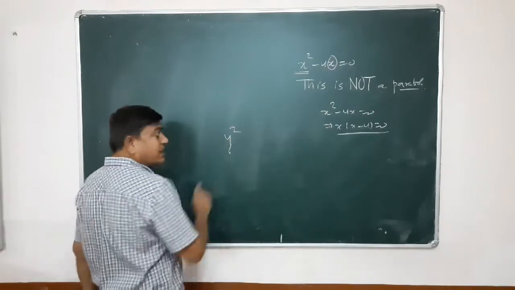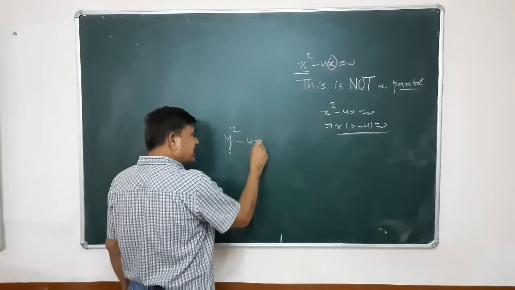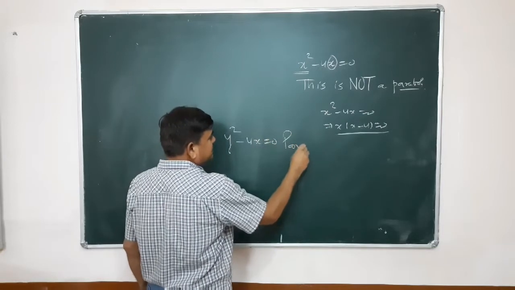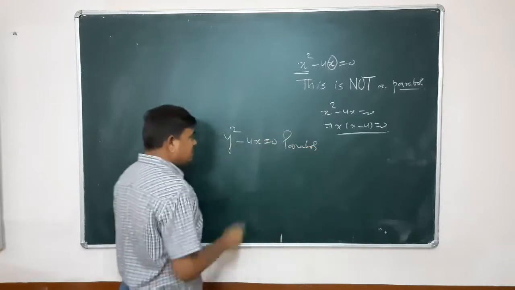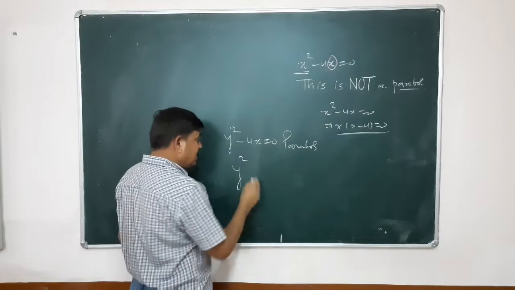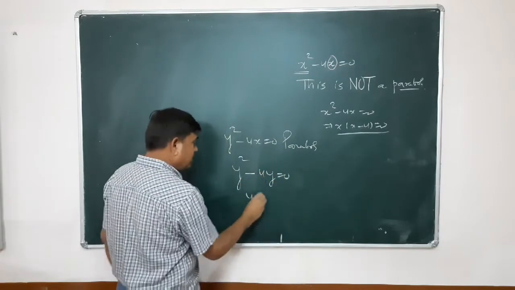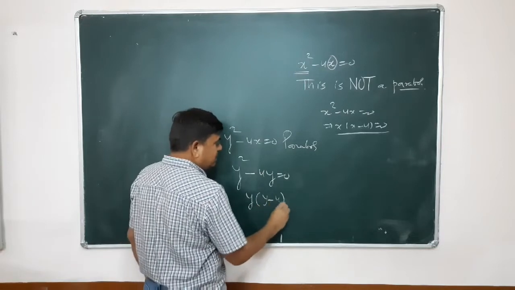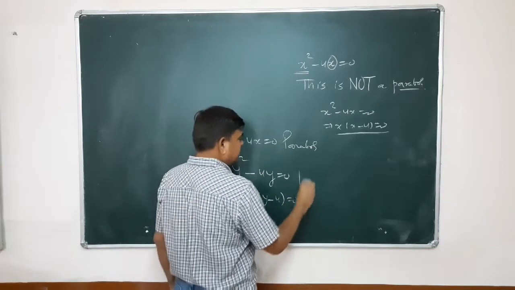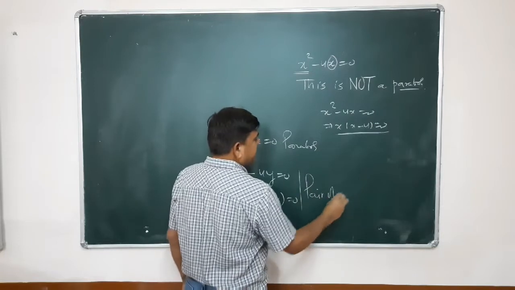Similarly, y square minus 4x equals 0. Of course, it is a parabola. But if I write y square minus 4y equals 0, then y is common and we find y into (y minus 4) equals 0. This is very nice.